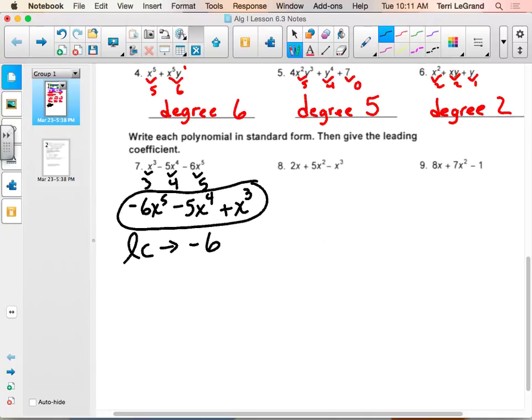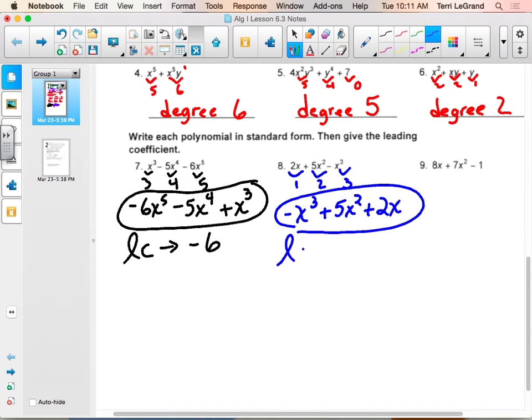Okay. Go ahead and try those last two on your own then. Do what I said. Identify the degree of each monomial involved in the polynomial. Then reorder them so they go greatest to least. And then see if you can identify the leading coefficient. Okay, let's stop after you do number 8, and let's talk about that one first. Make sure we're doing it right before we attack number 9.